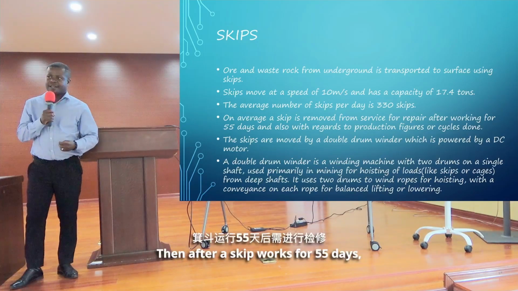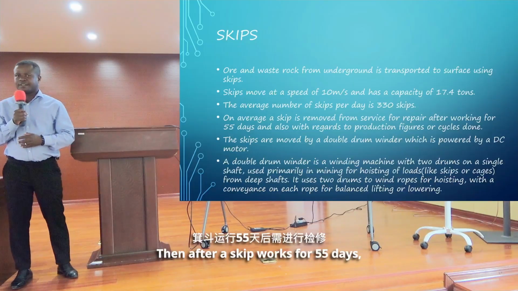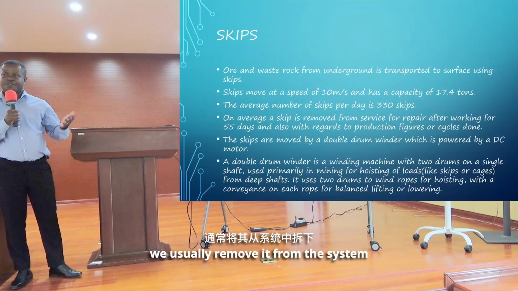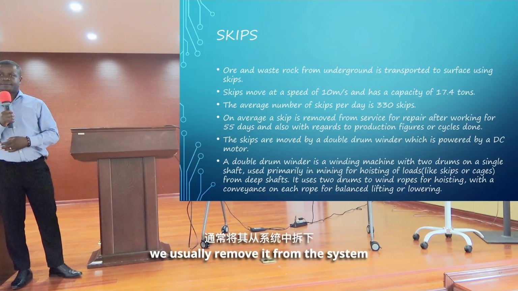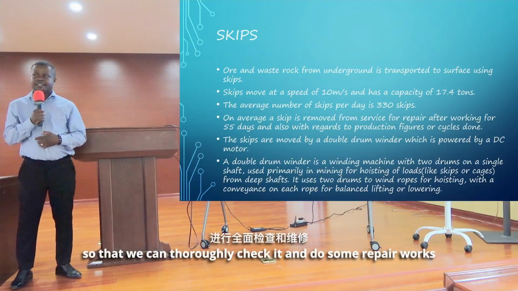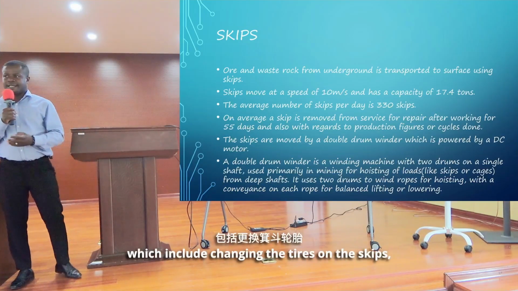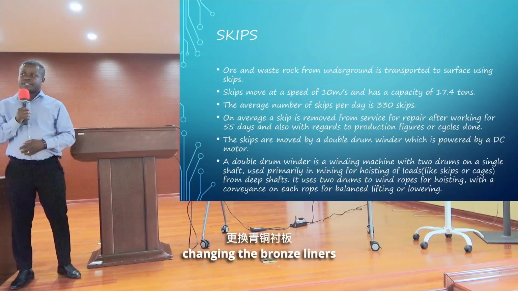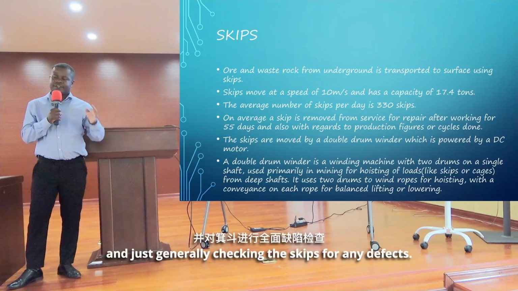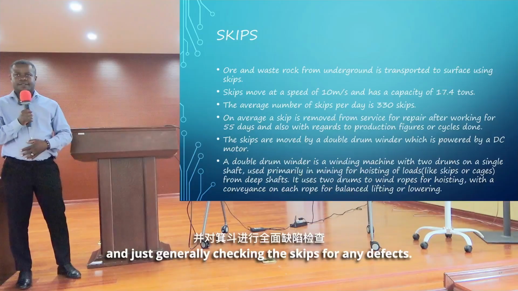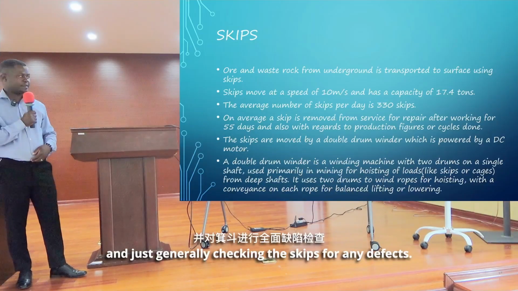Then after a skip works for 55 days, we usually remove it from the system so that we can thoroughly check it and do some repair works, which include changing the tires on the skips, changing the bronze liners, and just generally checking the skips for any defects.